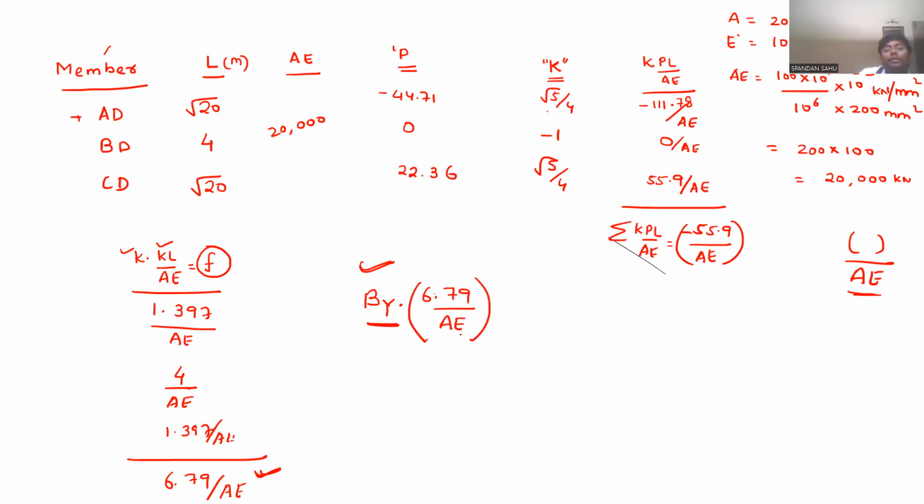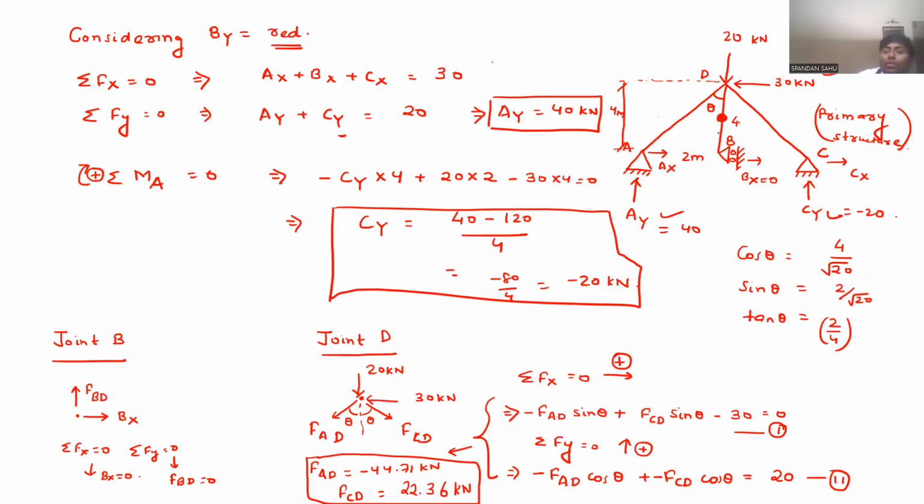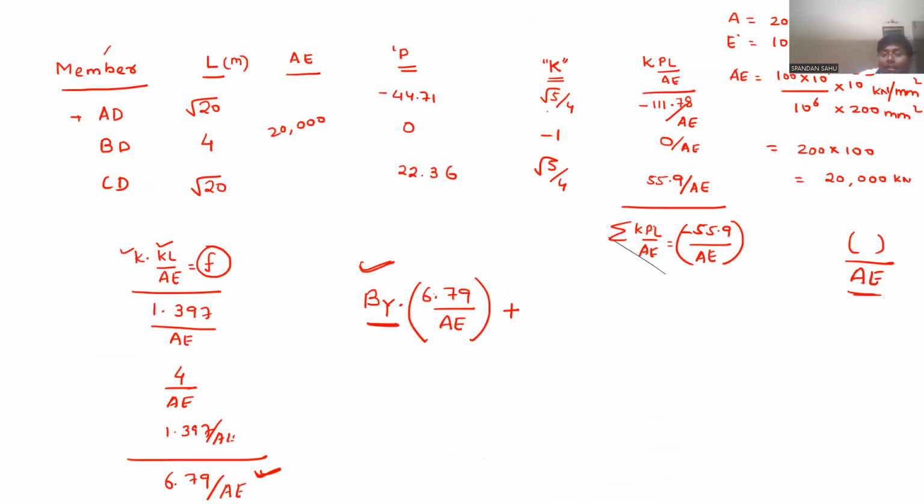Correct? Yes, sir. Now, in the real structure, see, this point is not going anywhere. After removal, due to external load, we are getting deflection as this. So minus 55.9 by AE is the deflection at that point due to external load. And this 6.79 by AE is the deflection at that point due to unit load at that point, which is nothing but flexibility.